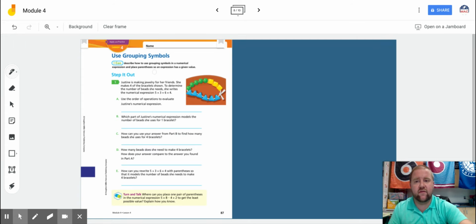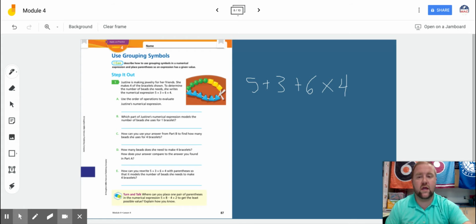In the example that's given right here for number 1, it says Justine is making jewelry for her friends. She makes 4 of the bracelets shown. To determine the number of beads she needs, she writes the numerical expression 5 plus 3 plus 6 times 4. Okay? Now, this problem is missing the grouping symbols, and these steps here are going to lead you into seeing why.